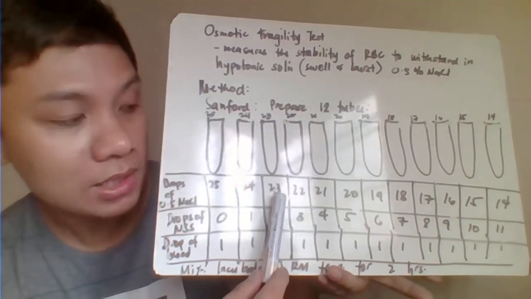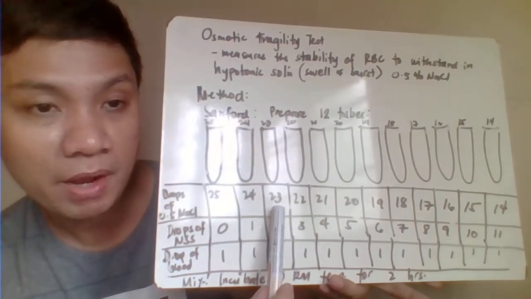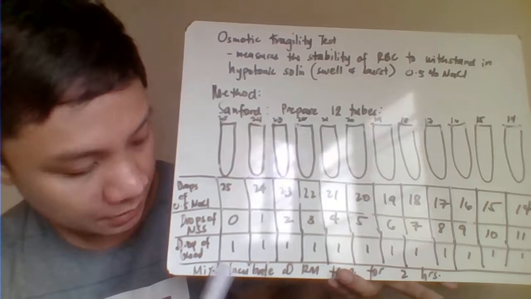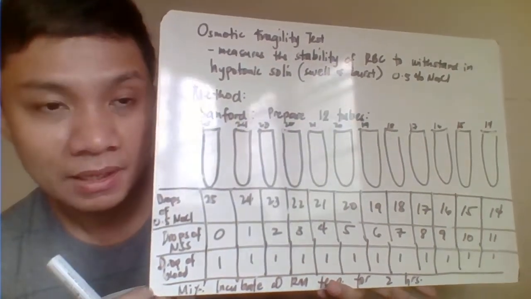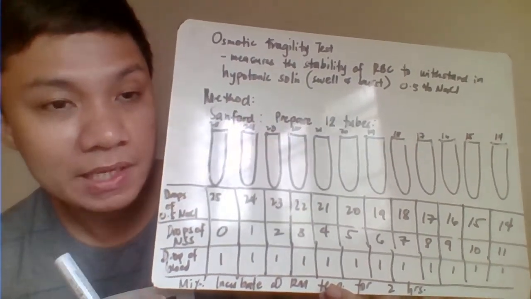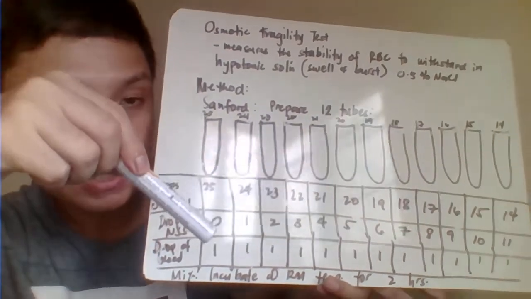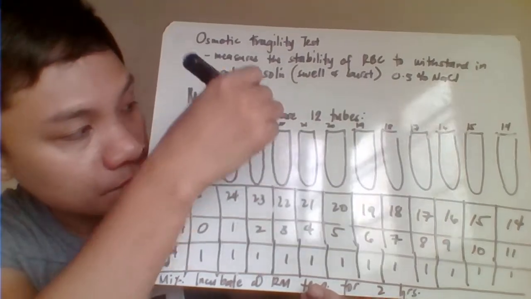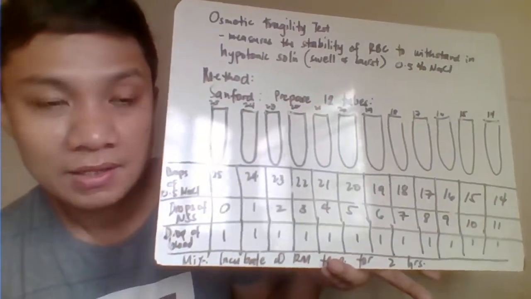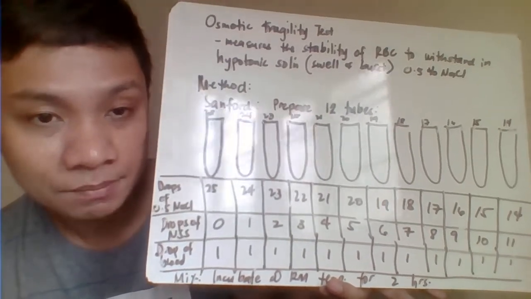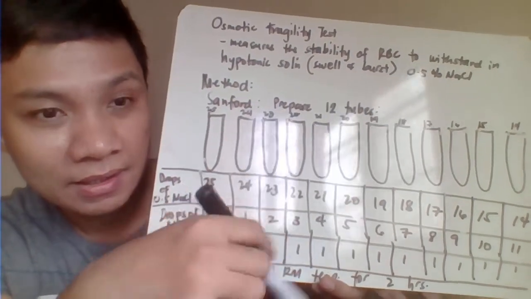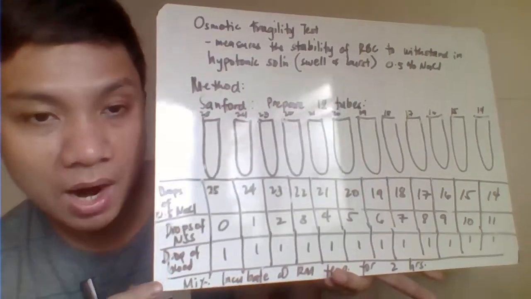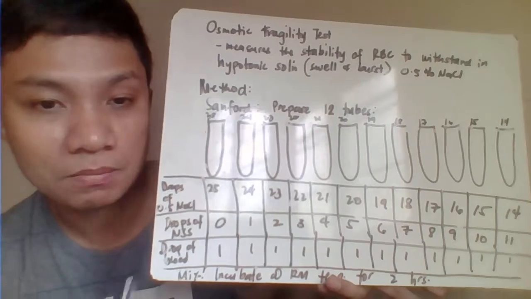Then we have here 23 drops, tube number 23: 23 drops of 0.5% sodium chloride and 2 drops of your NSS, and so on. Then you extract the blood with your syringe, and from the syringe tip you drop it directly. Add 1 drop of your blood to each tube and shake. Then incubate at room temperature for 2 hours. Do not disturb.